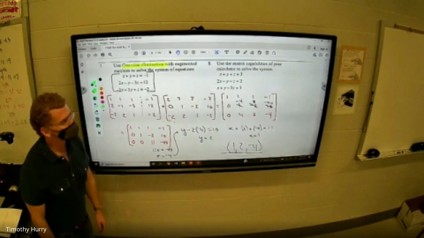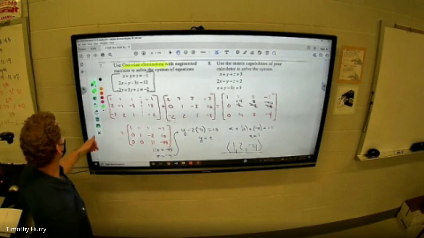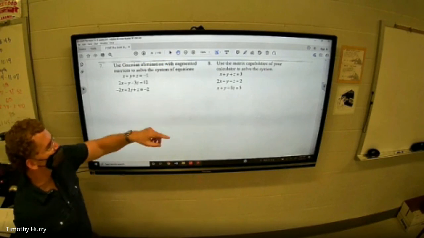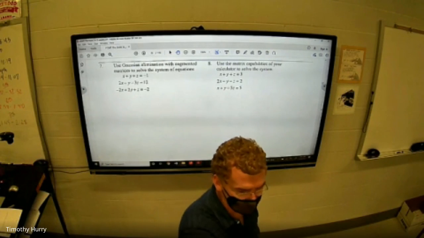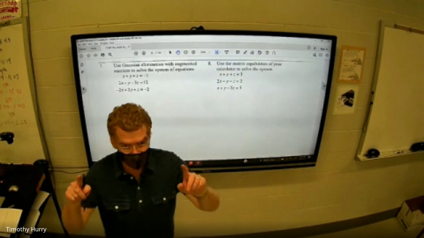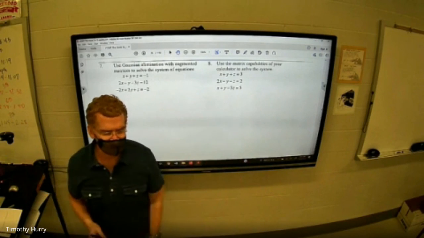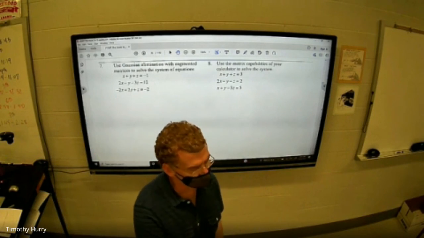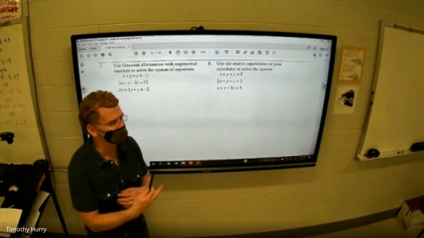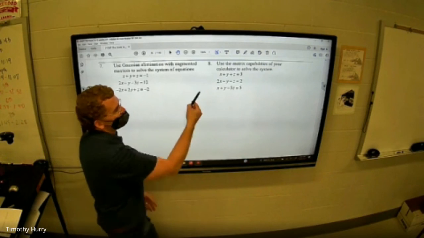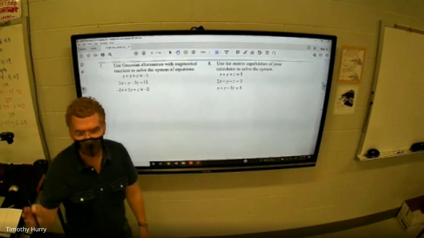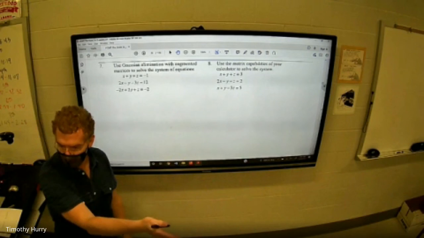All right, what about this? Use the matrix capabilities of your calculator. Now, wait a minute. If I say matrix capabilities, that's an augmented matrix, right? If I said use determinants, that's different. We'll talk about that later. That could be maybe Cramer's rule or something else. But if I say matrices, one of the capabilities of your calculator is reduced row echelon form, right?